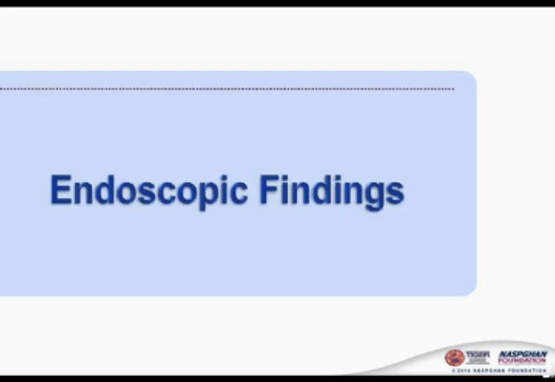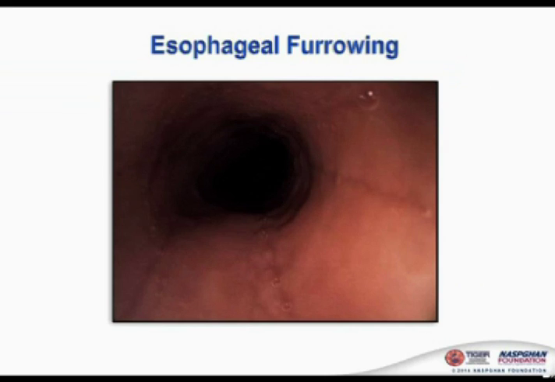As I mentioned before, endoscopy with biopsy is absolutely necessary to help make the diagnosis of EoE. Esophageal furrowing, as shown in this picture, sometimes described as railroad tracks, is frequently seen and caused by mucosal inflammation.